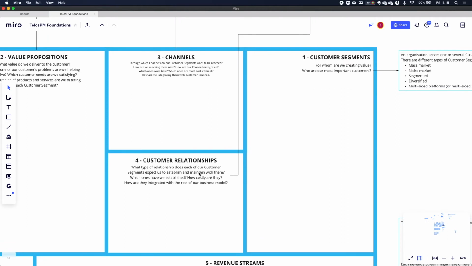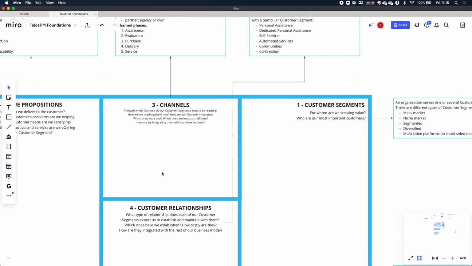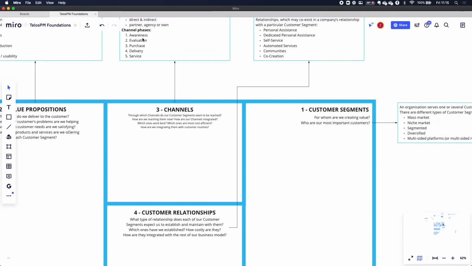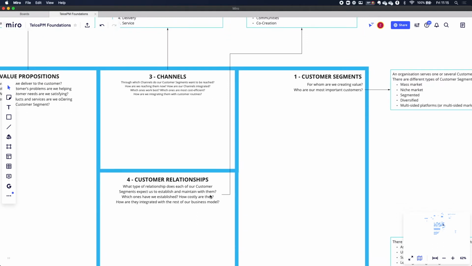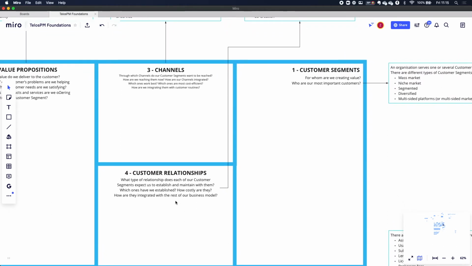How costly are they? So this is where you can look at the channels and evaluate, okay, if I'm going to have direct contact with every one of these, is that going to cost me in time? Do I have the time to do that? And asking yourself the question, and then essentially going back to channels and adjusting the relationships and the channels until you get that right tweak between the right channel and the right level of service within that channel.